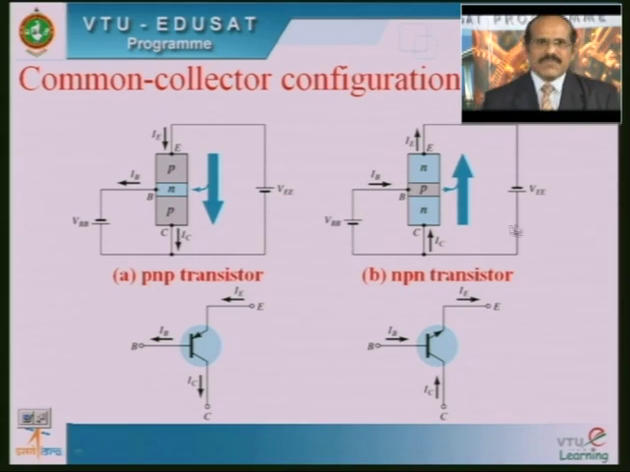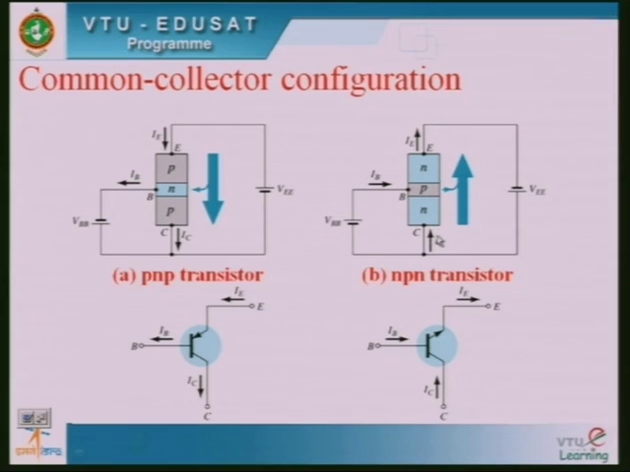Similarly, in case of NPN, you can see that we have NPN layers there, with 3 terminals, that is emitter, base, and collector here. Since it is a common collector configuration, the collector acts as the common between the input, that is base, and the output, emitter here. So you can see that the collector is shared between the input as well as the output here.